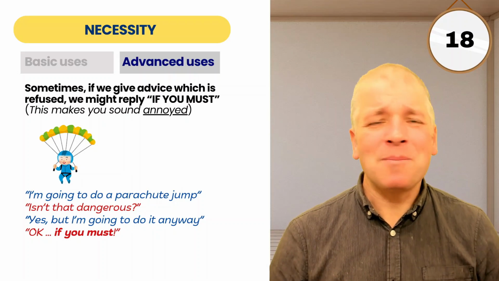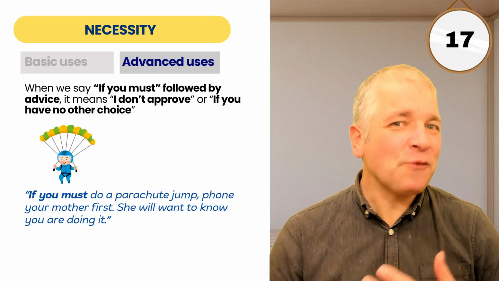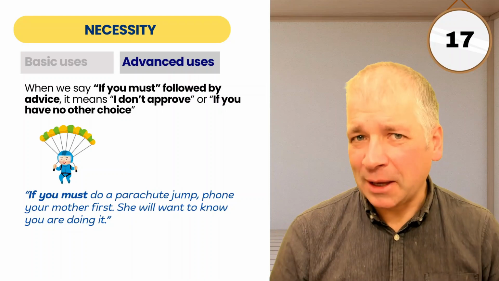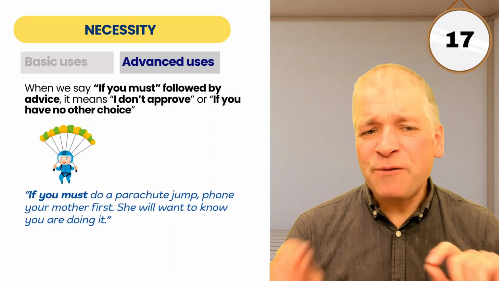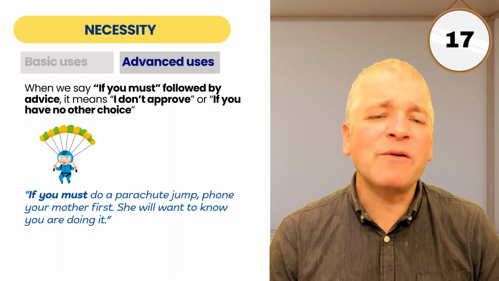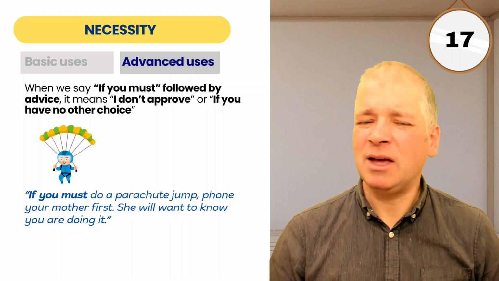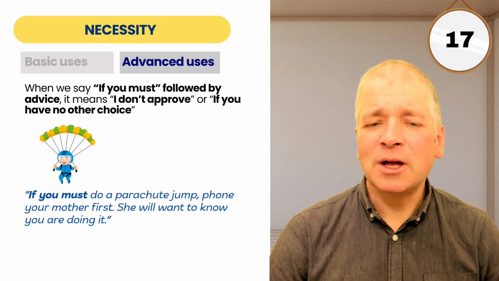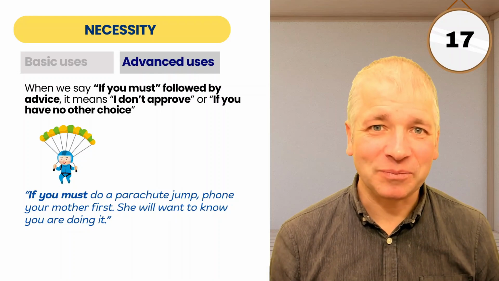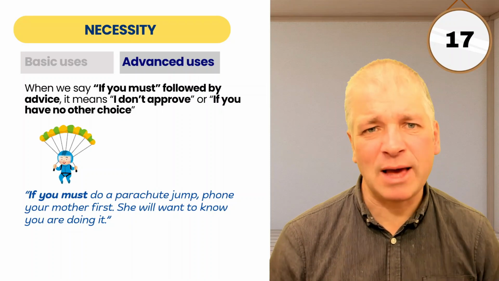Be aware, this might make you sound annoyed at the other person. So there's a way of softening it a little bit. You want to communicate that you don't approve, but you still want to say something about the situation. When we say "if you must" followed by advice, it means I don't approve, or if you have no other choice, then do this. So let's carry on. If you must do a parachute jump, phone your mother first. She will want to know you are doing it. So here, "if you must" could represent the fact that you disapprove, but you're giving advice anyway.